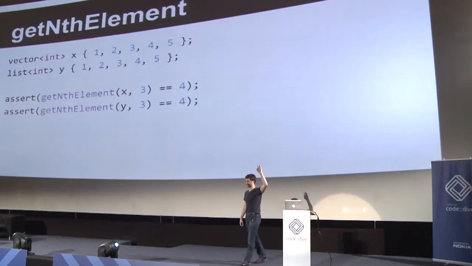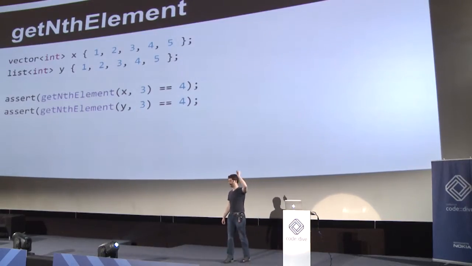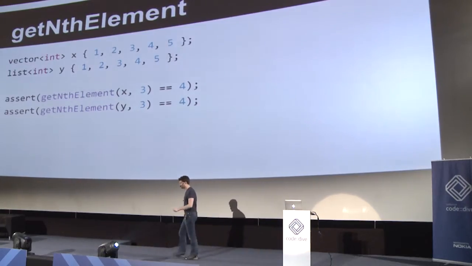And so how do we make it so that getNthElement works for both types, but is fast for vector? Does anyone have an idea for what technique we might want to use? Yes, in the front.